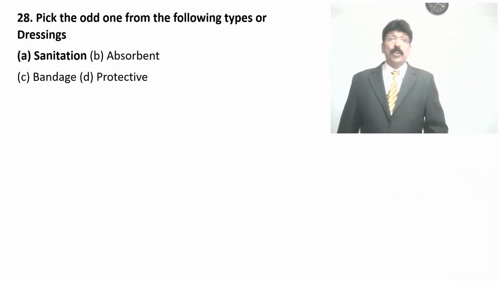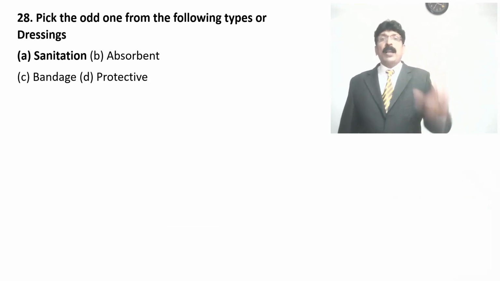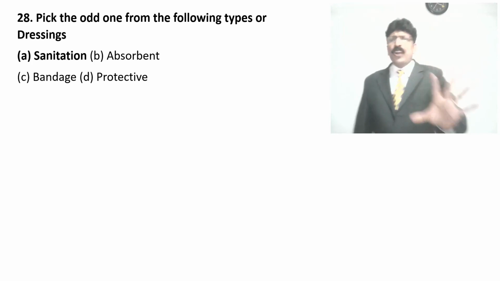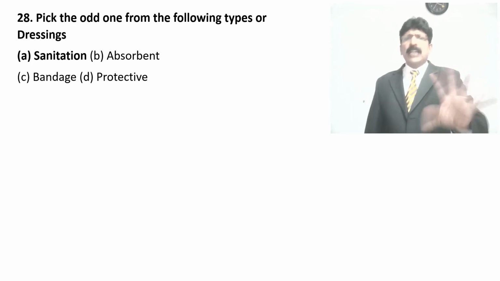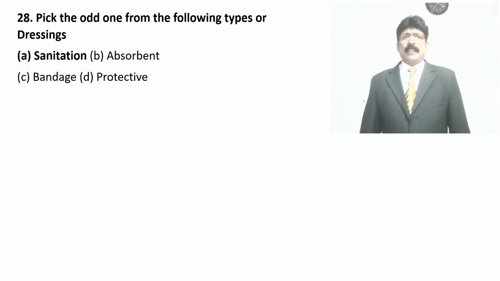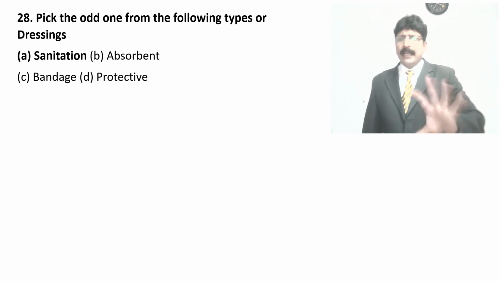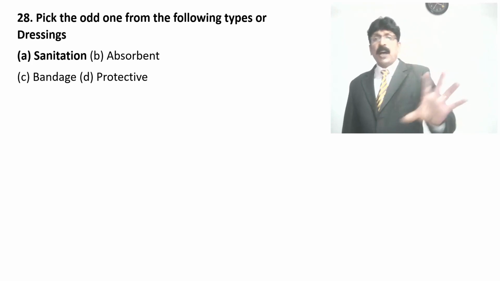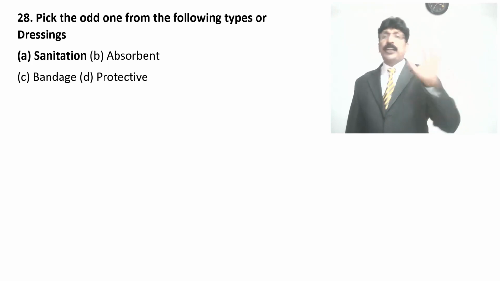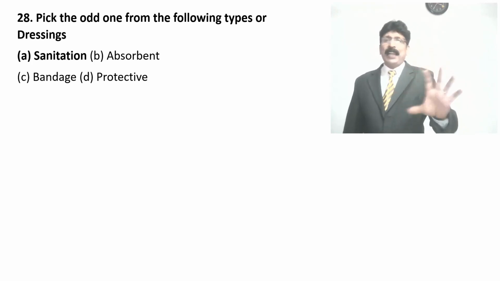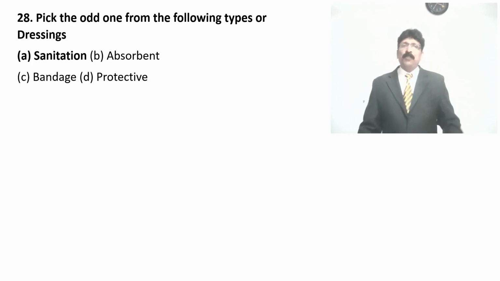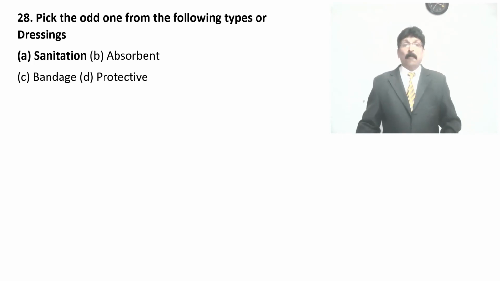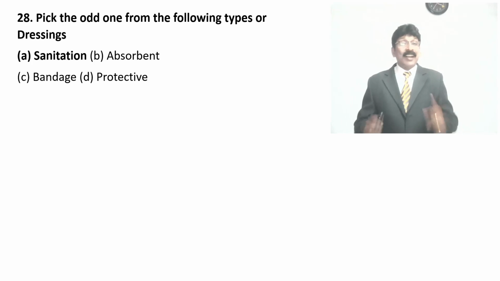Question 28: pick the odd one of the following types of dressing. That means, of the 4 choices, which one is not related to dressing matter. For cleaning and dressing wounds, you can see absorbents, band-aid, protective. These are all used for any type of wound dressing. But sanitation does not come under wound dressing.